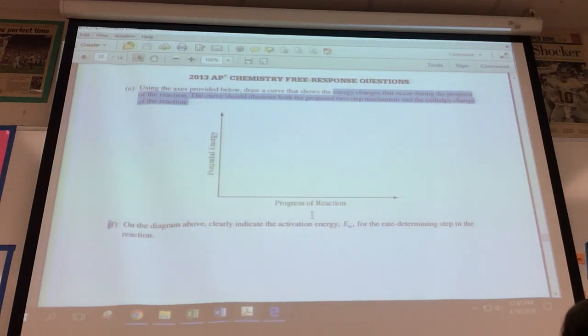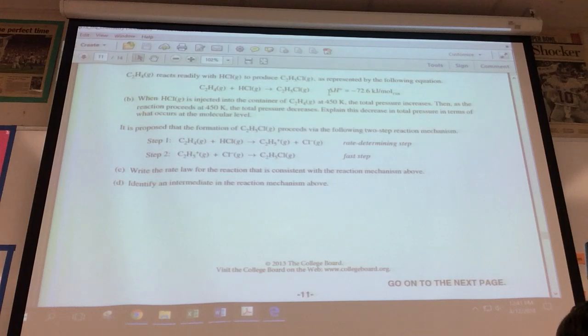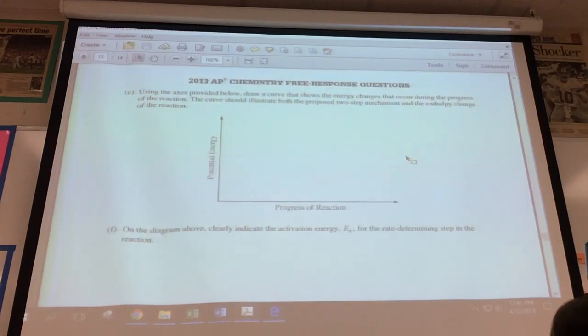Is the slow step the highest? Well, I'm not going to answer that because you're going to answer that. And I'm just wondering, right here is your value for delta H. So assess what's important in regard to that delta H value. So you've got what's pertinent there and draw that curve.